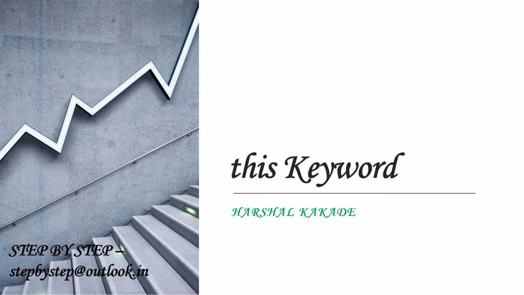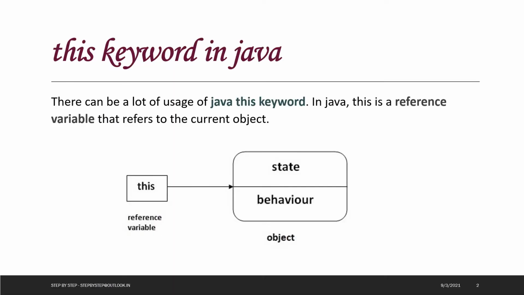Hello friends, welcome back. So today we are going to discuss the this keyword in Java. There can be a lot of uses of the Java this keyword. In Java, this is a reference variable that refers to the current object.